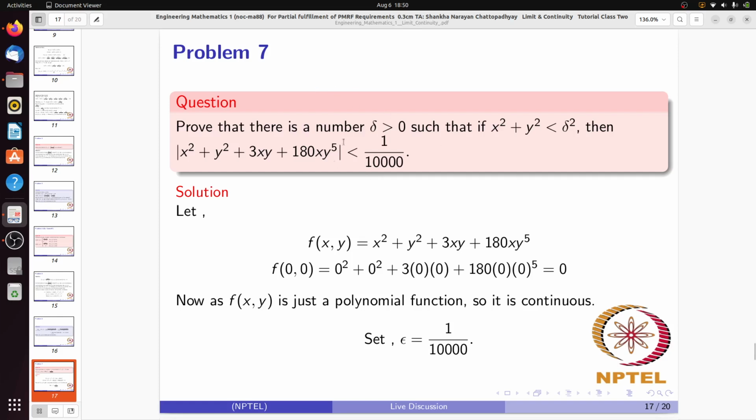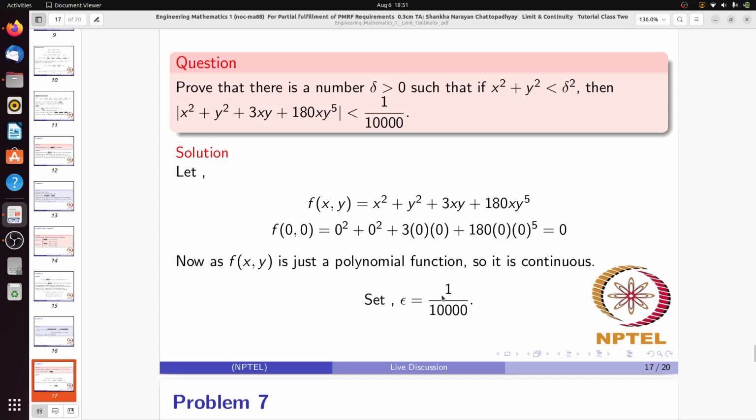So it is just the epsilon delta definition, so we have to choose f(x,y) equal to x square plus y square plus 3xy plus 180xy to the power 5. So f(0,0) equals 0 square plus 0 square. We are just putting 0 and 0 instead of x and y. So now as f(x,y) is just a polynomial function, it is continuous. We have to set epsilon equal to this constant 1 by 10,000.